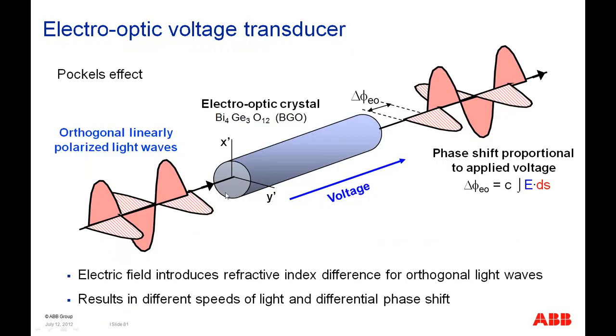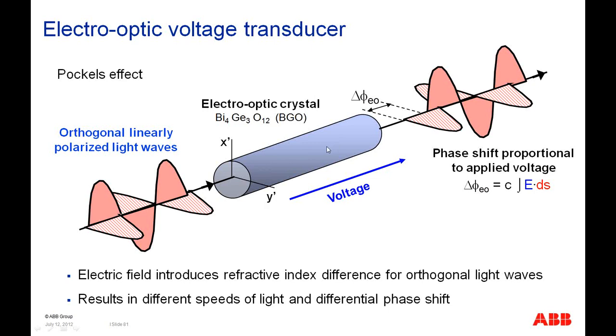Another way to do it for voltage using the same optical approach would be a voltage transducer. A voltage transducer uses a thing called the Pockels effect. The Pockels effect is that you have a crystal, and this crystal is affected by the amount of electromagnetic field around it. This crystal is made out of BGO, which I don't remember exactly what it stands for, bismuth germanium oxide or something like that.